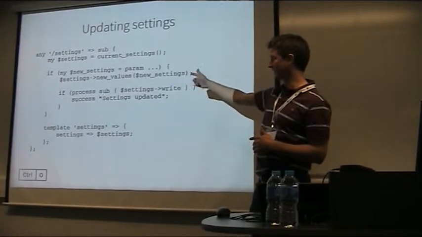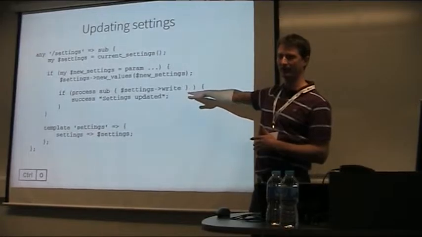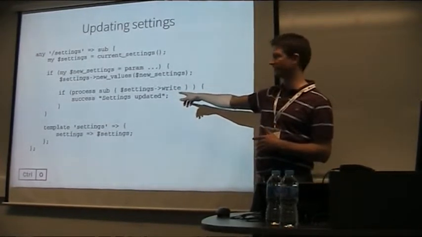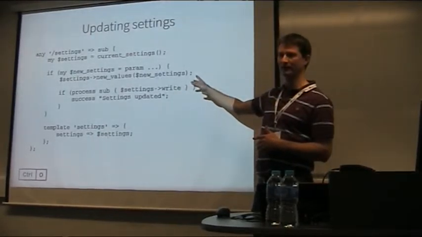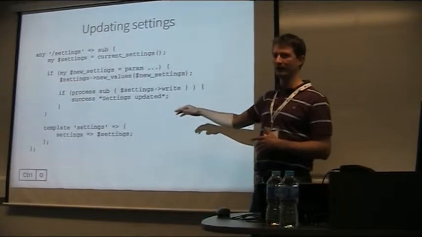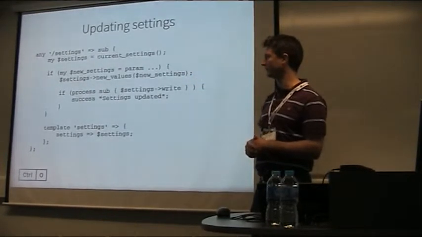If they have, I set them. I then try writing them using this write function. If that's worked, then I send a success message. If it hasn't, I know that the error's already been sent to the user, and then I just call my template as normal. And that is sort of the way that I do all of my routes.